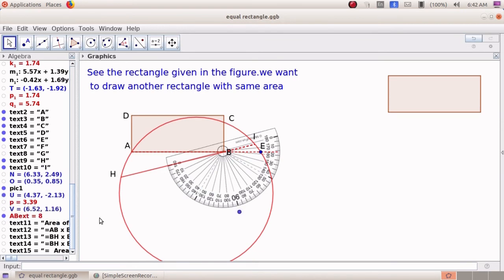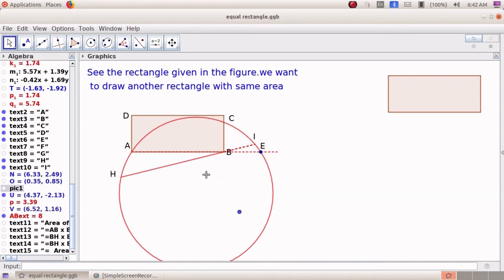See, now removing the protractor we have to join B and that point we got outside. Remove the protractor, then join B and that point. Okay, then we will get a perpendicular line like that. Now this line is perpendicular to BH.